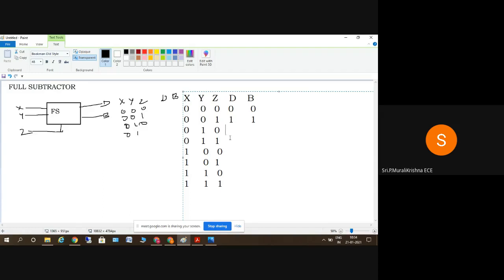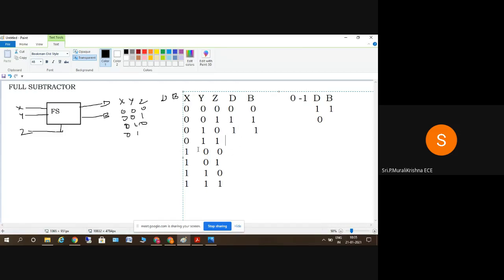And here in the case of 0, 1, 0, what happens is 0 minus 1 gives difference 1 and borrow 1. Generally, when we do 0 minus 1, what difference comes and what borrow comes? Generally the difference is 1 and the borrow is 1. For 0, 1, 0, I again have to subtract 0 from the difference here. 1 minus 0 is 1, and the borrow is already 1 there. Hence it is again 1 and 1.